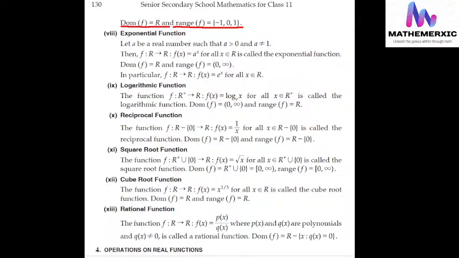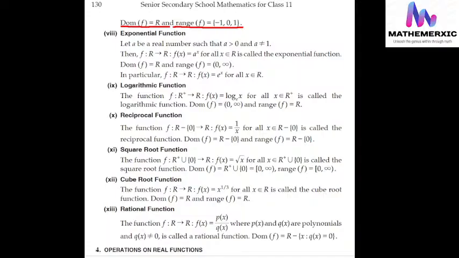In particular, f is such that R tends to R, such that f(x) is equal to e to the power x for all x belongs to R. Logarithm function: here, f is such that R plus tends to R, such that f(x) is equal to log x to the base e for all x belonging to R plus, and it is called a logarithmic function. Domain of f is (0, infinity) and range is R. Domain means the input values will be (0, infinity).